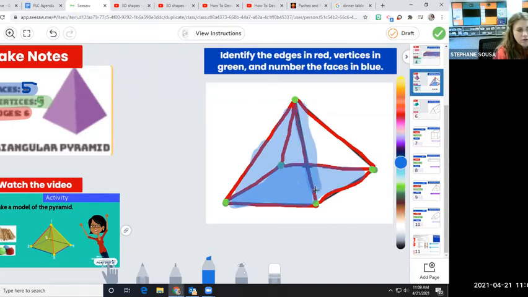Our right triangle, 1, 2, 3 edges around that face. The back triangle, 1, 2, 3 edges around that face. And then on the left side of our triangle, 1, 2, 3 edges along that face. So we can see again that there are 5 faces, the 4 triangles and the 1 square.